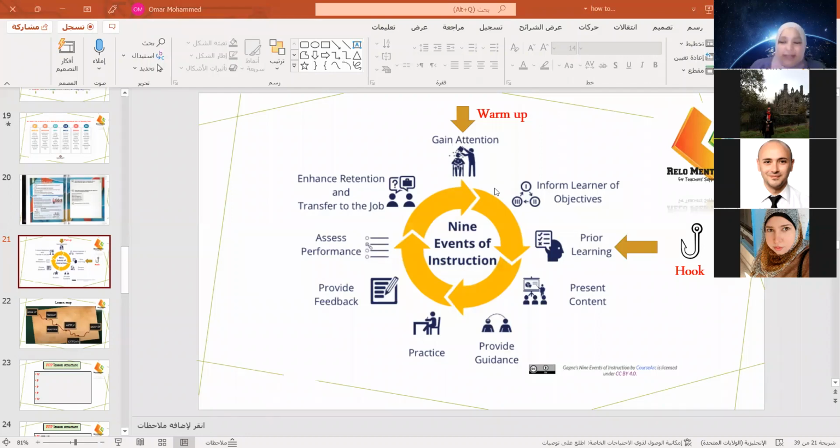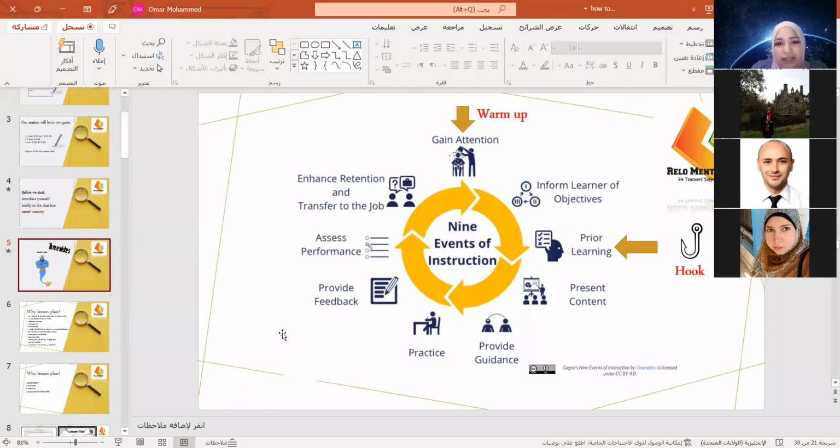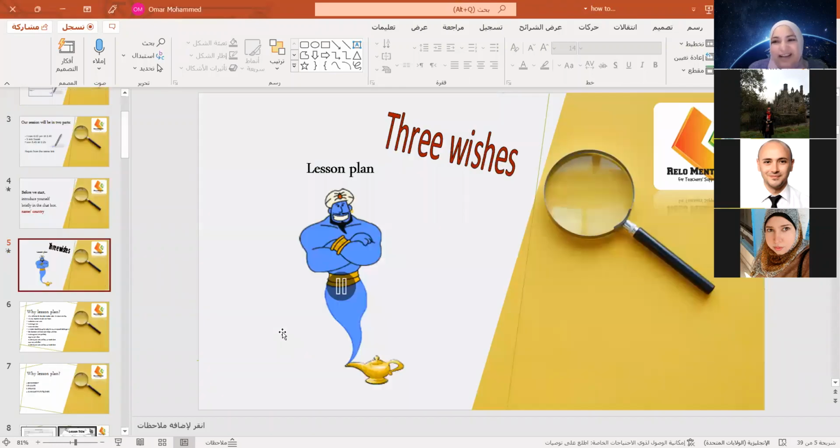This is the warm-up activity. The warm-up activity takes a very short time, 3 to 5 minutes max. But it is very important for the students because it gains their attention. Marwa, yes. So the warm-up activity can be something like the one I did with you at the beginning of this session. Do you remember the Jenny who asked you to give 3 wishes, and you had to think about 3 wishes the lesson plan could achieve.